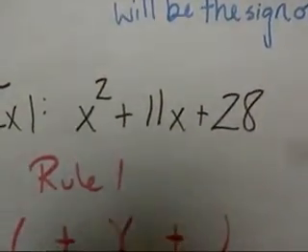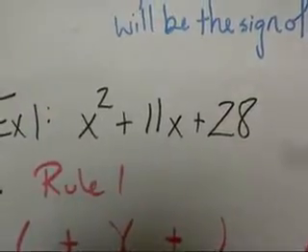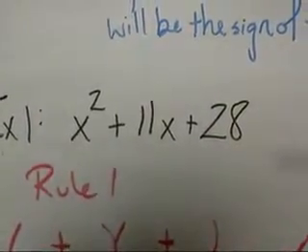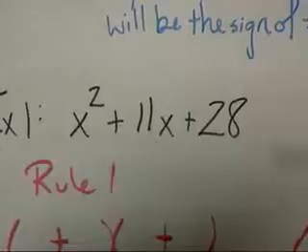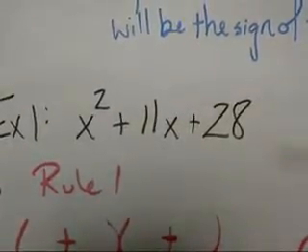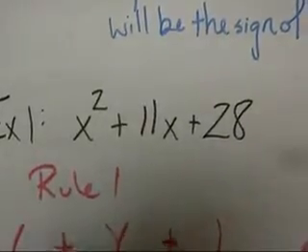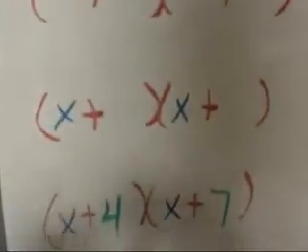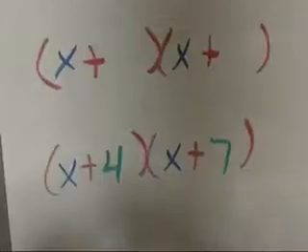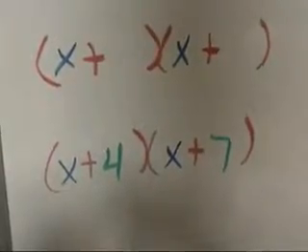Now, how can I multiply to get 28, but add to get 11? 1 times 28, but that would add and make 29. 2 times 14, no, that makes 16. 4 times 7, oh yeah, 4 plus 7. So apparently it factors into the two binomials, x plus 4, x plus 7.